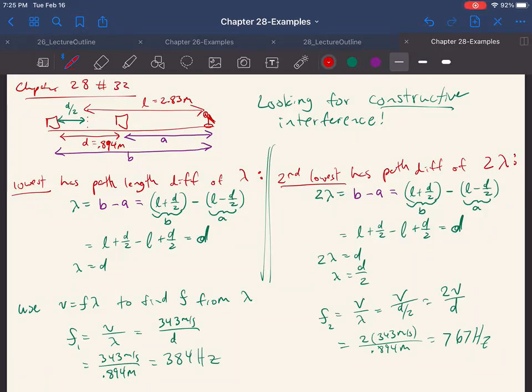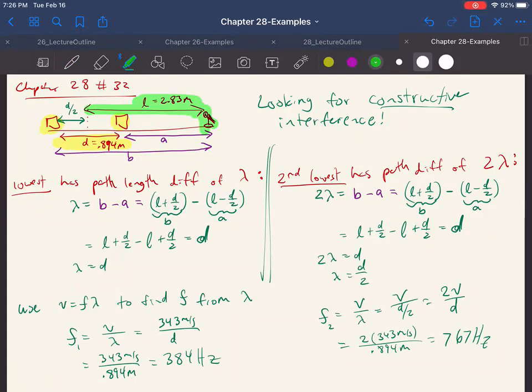For this one, we had two speakers. We had this speaker, and they were a distance D apart, which was 0.894 meters. And then we were told there was a microphone that was a distance of 2.83 meters away from the center of the two speakers. All right. And so that was my situation there.